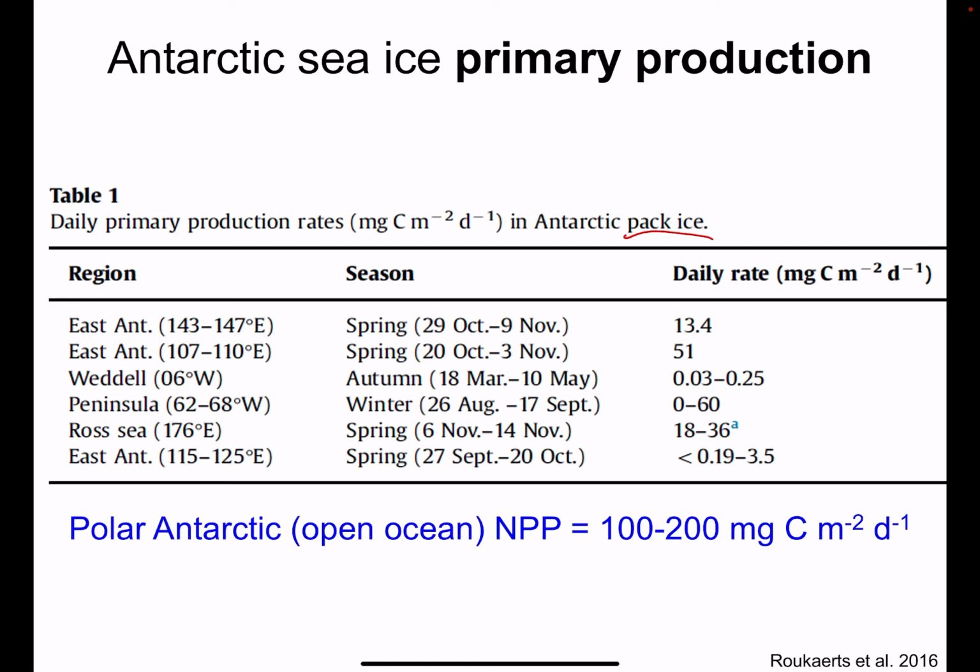And for comparison's sake, in the open Antarctic, in the summertime, the rates are generally a little higher than that. This is now integrated, okay? When you see per meter squared per day, this is integrated. So the rate at a particular depth will be significantly lower, but when you integrate over the whole euphotic zone, which as I just said is 100 meters deep, you get a much higher number.